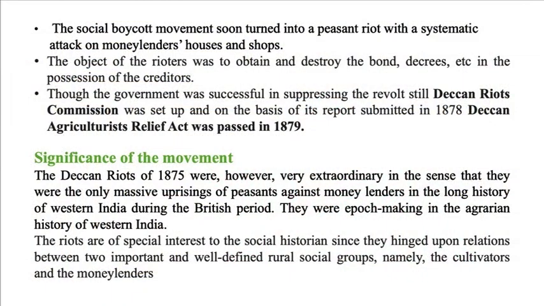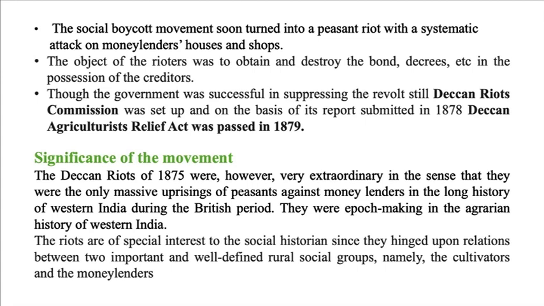The social boycott movement soon turned into a peasant riot with a systematic attack on moneylenders' houses and shops. The object of the rioters was to obtain and destroy the bonds, decrees, etc. in the possession of the creditors. Though the government was successful in suppressing the revolt, still the Deccan Riots Commission was set up, and on the basis of its report submitted in 1878, the Deccan Agriculturists Relief Act was passed in 1879.